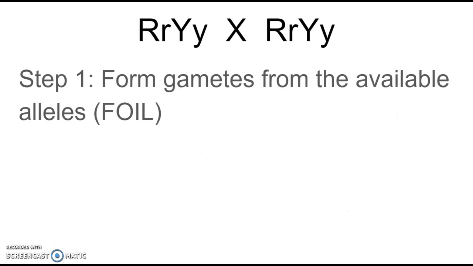So here's our cross, and the first step is usually the trickiest. But if you can get past this step where you're forming the gametes from the parents, then you're just filling in boxes in your Punnett square. So our step one is to form the gametes.